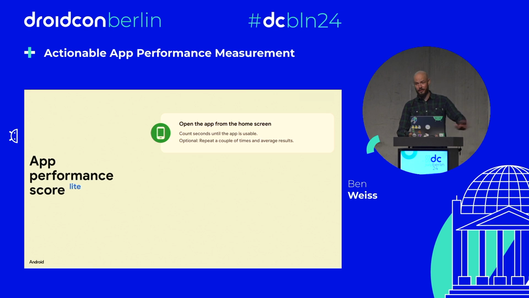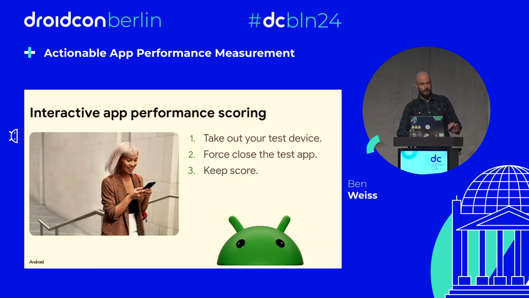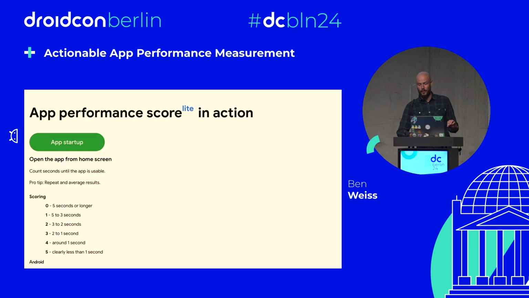Take out your phone, kill your app, then tap on the home screen, open the app from the home screen, and count the seconds it takes. And then there's more than that: there's the scrolling, and there's full screen rendering. So you've got your device, you killed the app, and now you just have to keep score. Let's get going. For app startup, open the app from the home screen and count the seconds until the app is usable. If you're 5 seconds or longer, you get 0 points. If you're clearly less than 1 second, you get 5 points. And in between there.